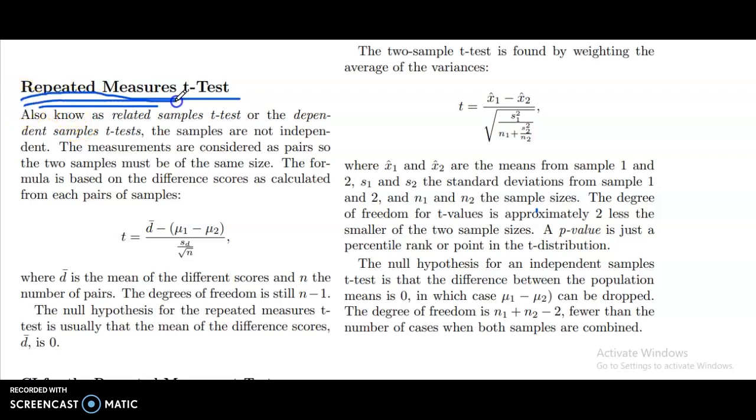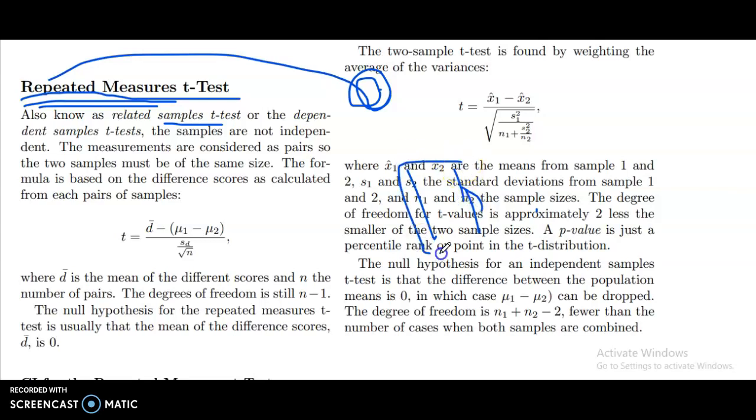Repeated measures t-test, also known as related sample t-test. Repeated samples are related, the same as the dependent sample t-test. The samples are not independent. The measurements are considered as pairs, so the two samples must be the same size.